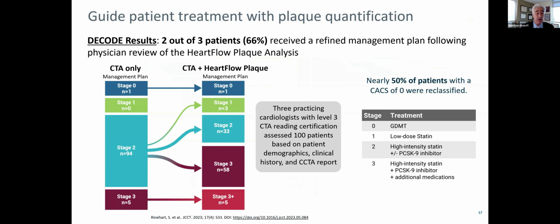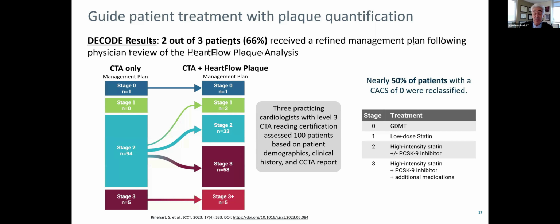So they looked at a management plan based on CT angiography. We used 3 practicing cardiologists with level 3 reading certification, and they looked at 100 patients and they said, what would you do based on what you see as far as plaque on the CT angiogram? Again, staging them with no plaque, stage 0, mild plaque, and moderate and severe plaque, stages 1, 2, and 3. And then they added in the HeartFlow plaque.